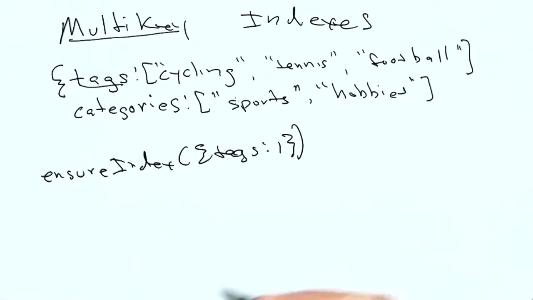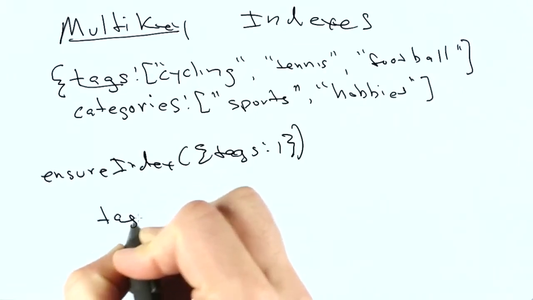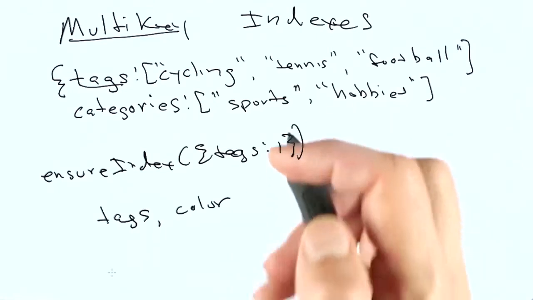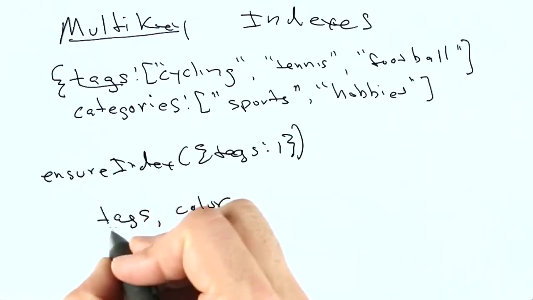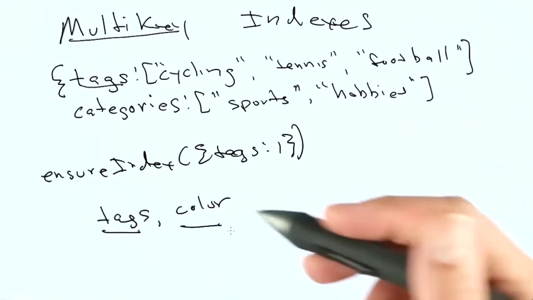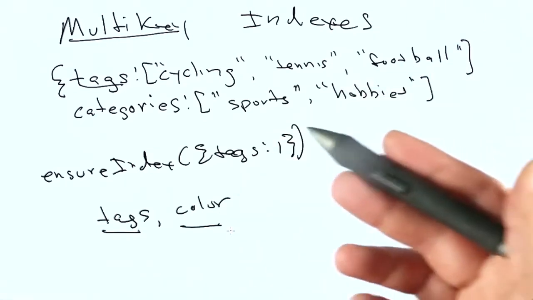Now you can create a compound index. For instance, I can create a compound index on tags and color or something, and that works just fine. But Mongo restricts the queries. You cannot have two items in a document that are both arrays if it's a multi-key index. Now, this is all dynamic.